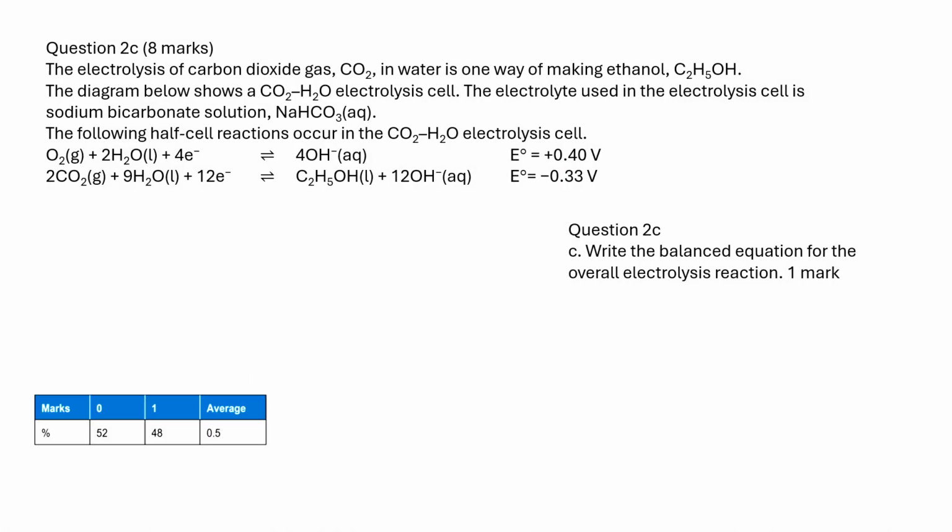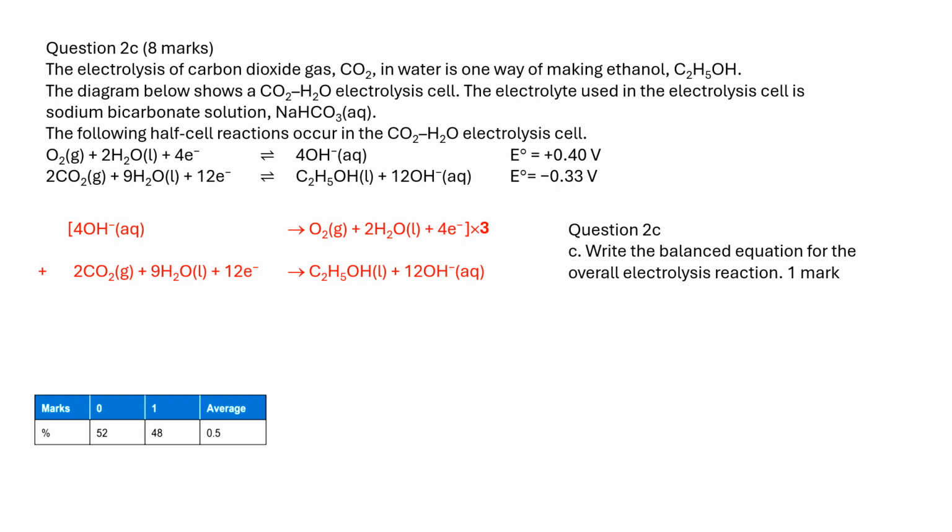For ethanol production, hydroxide ions lose electrons, and carbon dioxide gains electrons. The loss must be equal to the gain. So, we triple the equation for the losing electrons. Then, both equations are added, and we get the overall equation.